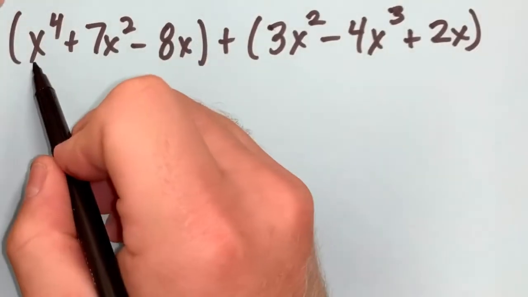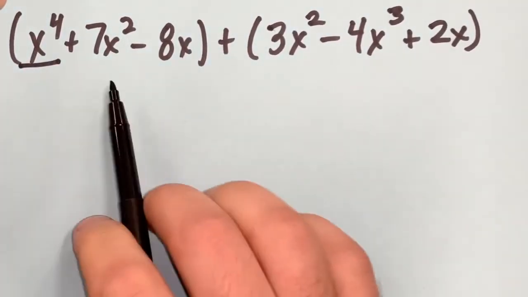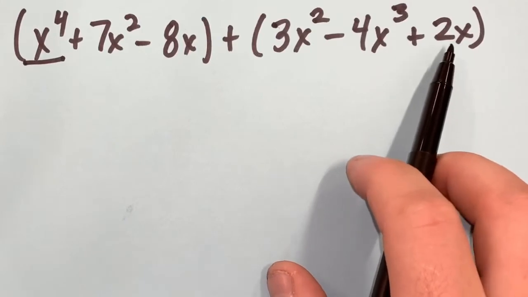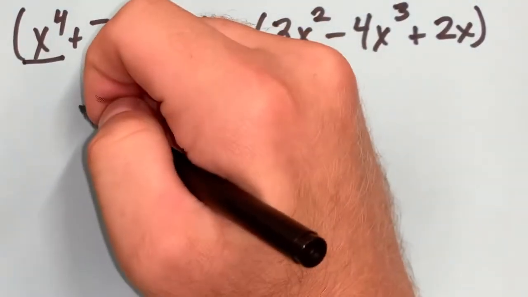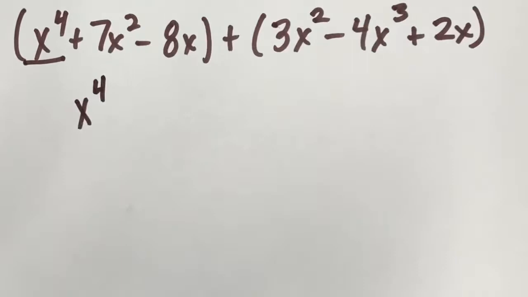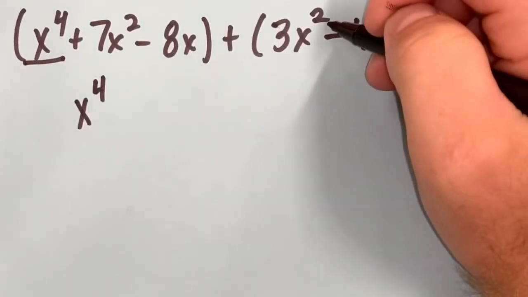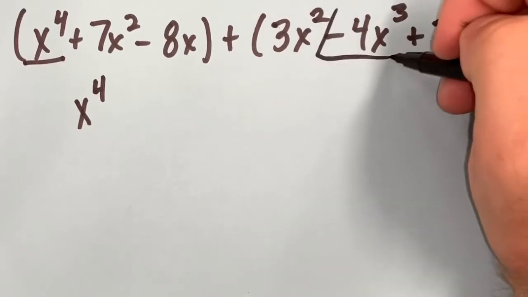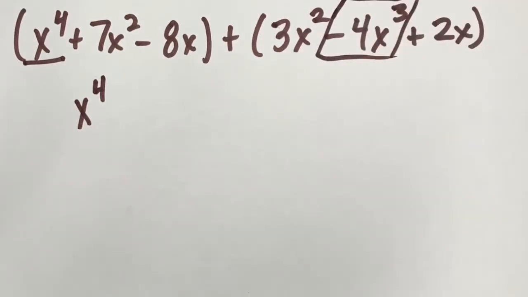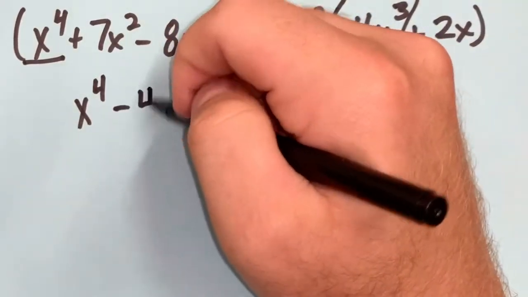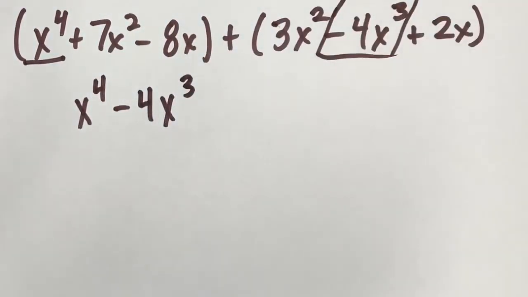exponent. So my biggest exponent's x to the fourth. I don't see any other terms that have x to the fourth, so I have one x to the fourth. I would then look for x to the third. I see a negative 4x to the third, and no more other x to the thirds, so I have nothing to combine that with.